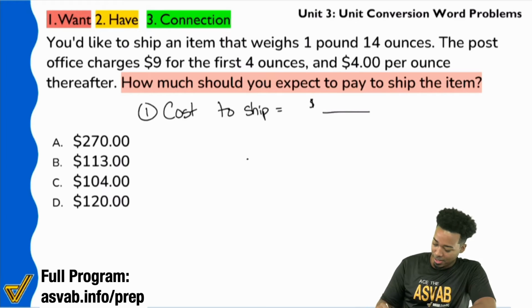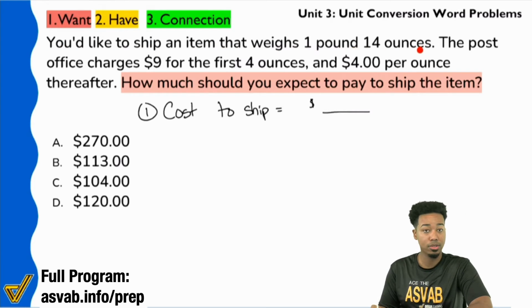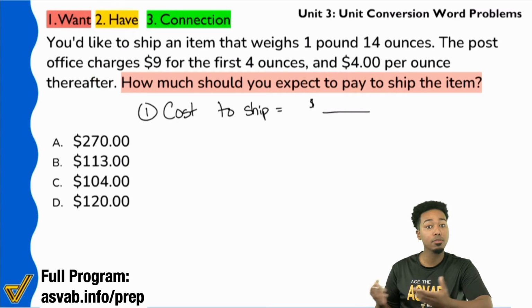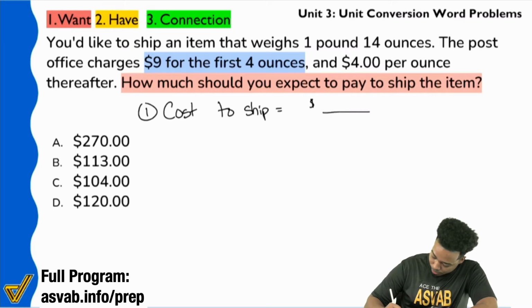So here we go. Let's first erase this right there. So you'd like to ship an item that weighs 1 pound, 14 ounces. Okay. The post office charges $9 for the first 4 ounces and $4 per ounce thereafter. How much should you expect to pay? So write those pieces of information down immediately. It says $9 for the first 4 ounces.